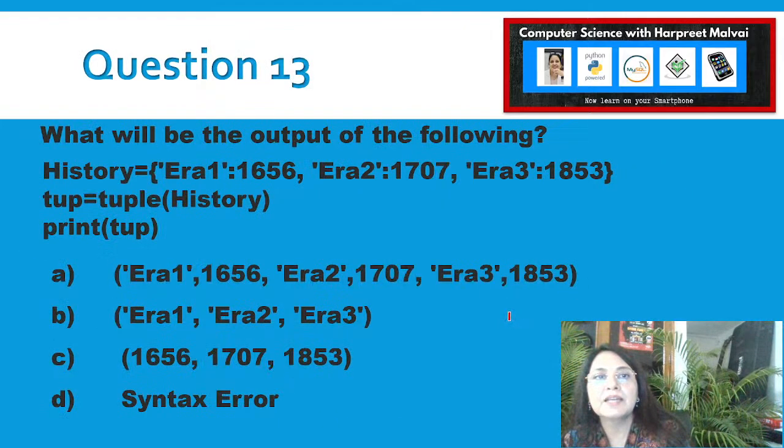All right. We go ahead and look at question 13 now. What will be the output of the following? So this is the same dictionary. I've used something called the tuple constructor here, and I want to print this. So which one is going to be printed once I change history into a tuple? So print history. 1853 was actually a value, so it's going to give you an error.